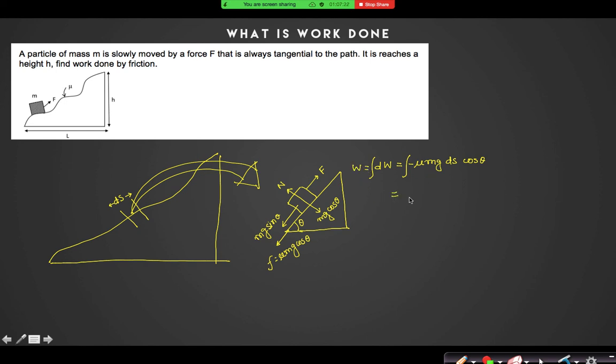Mu into mg is a constant or variable? Constant. Minus mu mg is constant. Now you can see that theta is also variable and ds is also variable. But what is ds cos theta? From this triangle, can you see that ds cos theta is nothing but this dl?